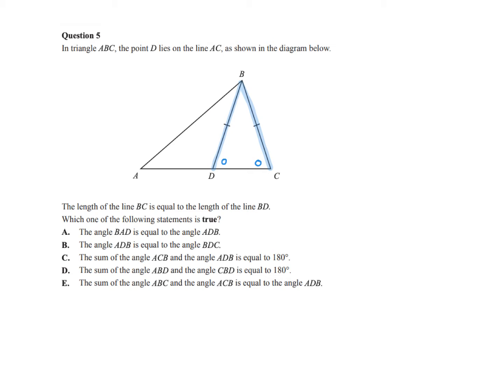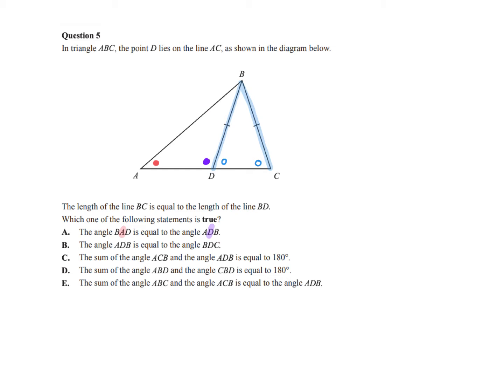Even if you haven't worked out what they are yet, you can still know that they're equal. Okay, and which one of the following statements is true? So let's have a look. Angle BAD, when they talk about BAD, it's meaning the angle in the middle. So BAD is this angle here, okay, is equal to ADB. So ADB is this one here. Okay, are they equal? No, which one of the statements is true?